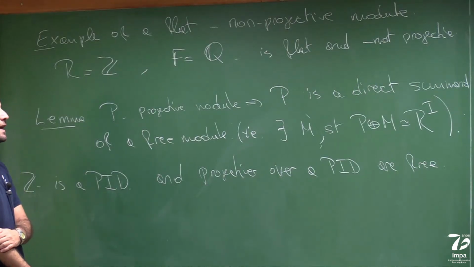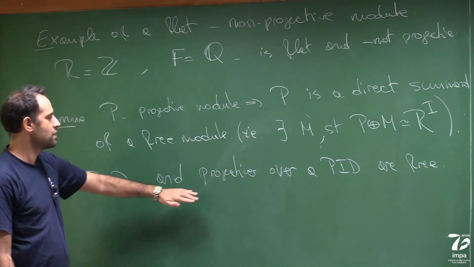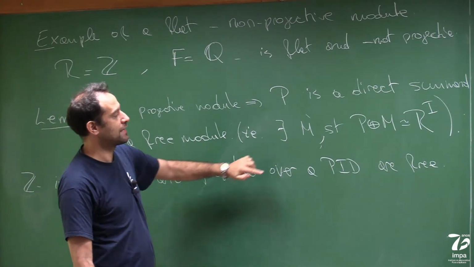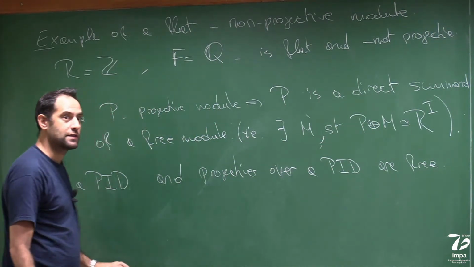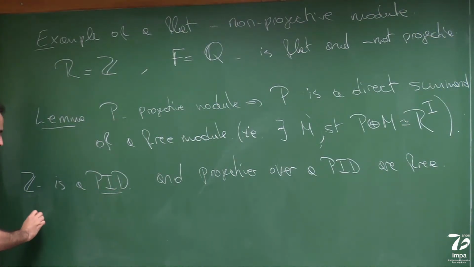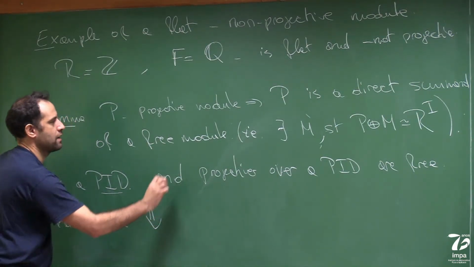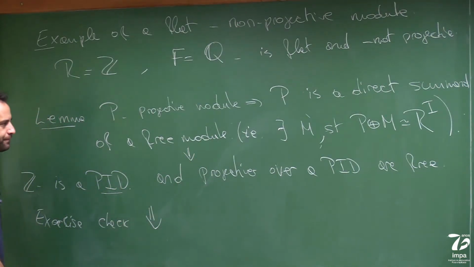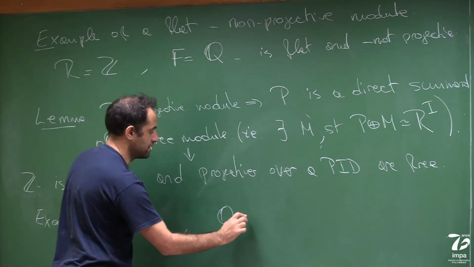The way you prove that is, again, the same thing. You just use that any projective is a direct summand of a free module, and now use something like the Chinese remainder theorem that holds on a PID. So exercise, check this statement, check this arrow here. And then this together with Q is not free.